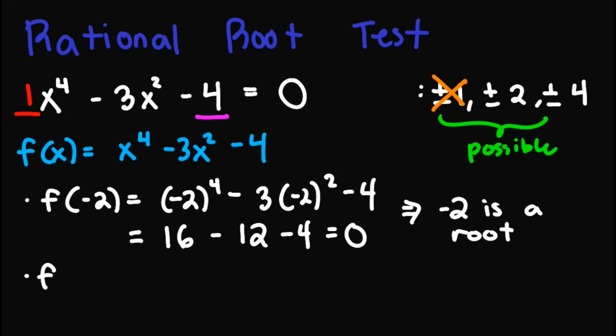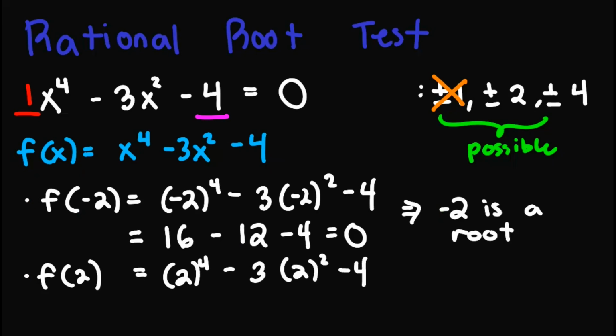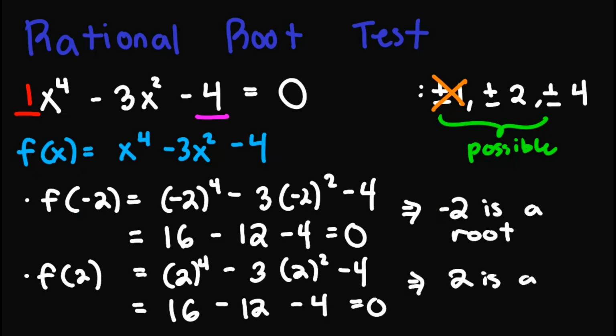How about f of 2? For f of 2, we've got 2 raised to 4 minus 3 times 2 squared minus 4. This also simplifies to 16 minus 12 minus 4, which is equal to 0 as well. Therefore, 2 is a root. So now that these 2 are roots.